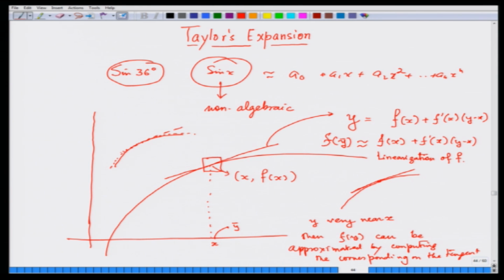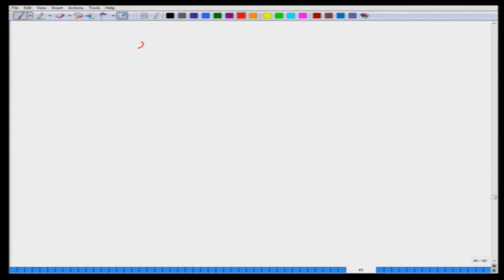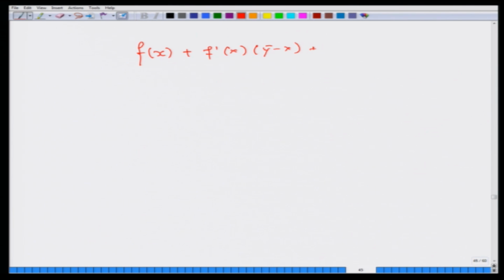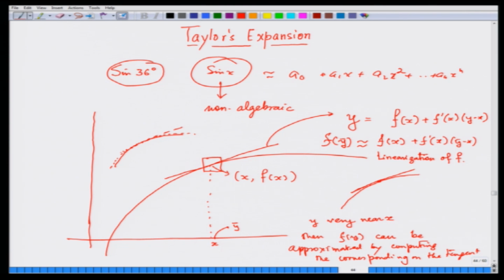So, for example, what I want to say is that now if you add to f of x plus f dash x (y bar minus x), here it would be y bar, please note that, plus, so what I have now made is a curve instead of a line. So, it is a quadratic curve, some sort of a parabola, and it is approximating f much better, that you can see from the following diagram here.